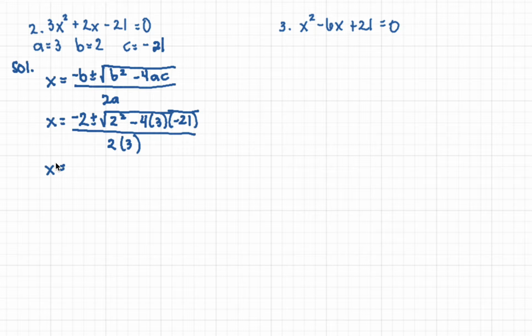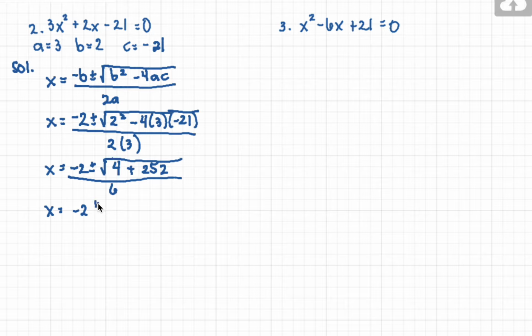So after we substitute, next is we would simplify. So ano po ang 2 squared? So 2 squared is 2 times 2 or 4. Okay, so let's multiply. Negative 4 times 3 is 12. And 12 times negative 21, it becomes positive. Okay? Positive 252. Okay, all over 2 times 3 is 6.